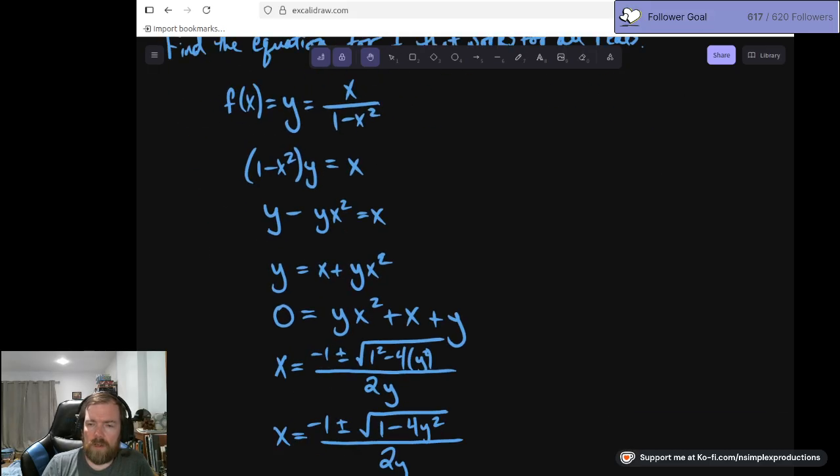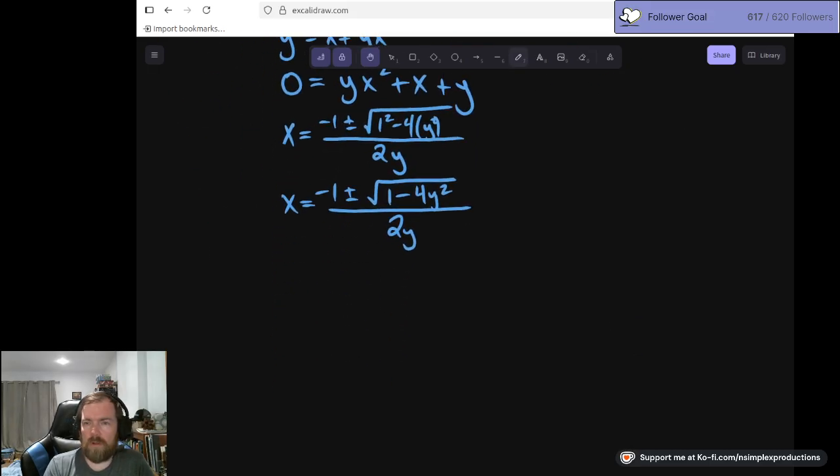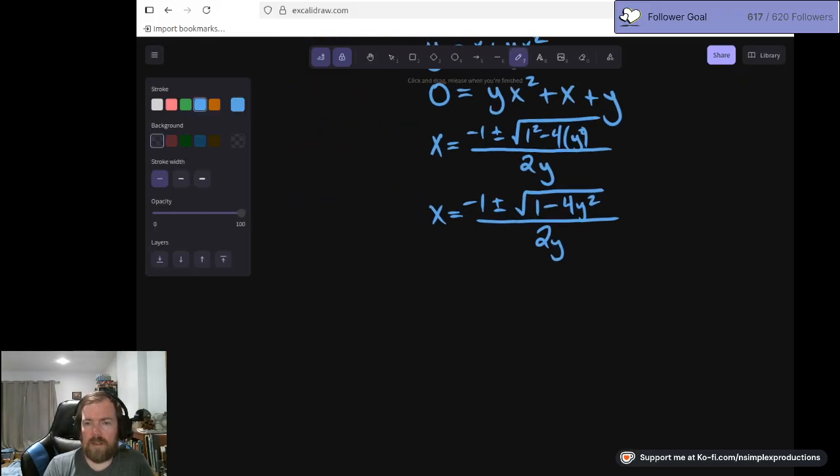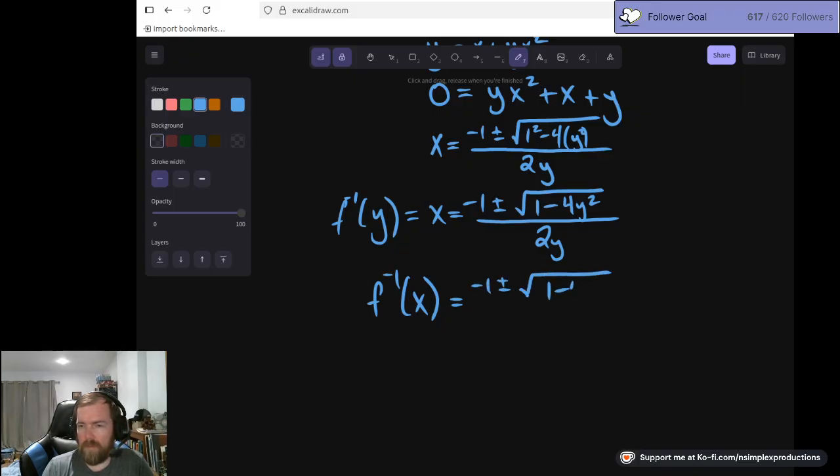Okay, now that we have it solved for x, this is again f inverse of y. What we can do is instead make a variable change. A lot of my students thought this was a dirty trick, but it works.